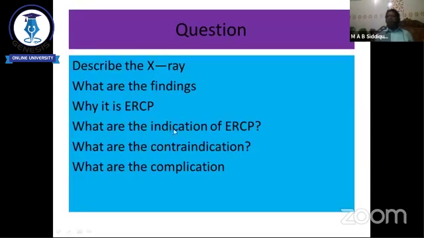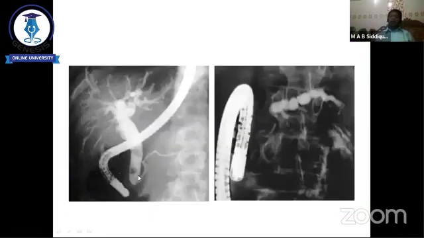What are the complications? Complications may be pancreatitis, hemorrhage, perforation of the duodenum, perforation of the CBD, and also cholangitis. As we use dye in this area, if there is a stricture in the intrahepatic biliary tree, the dye may stagnate in the biliary tree, which produces severe cholangitis in the patient. These are the complications of ERCP.